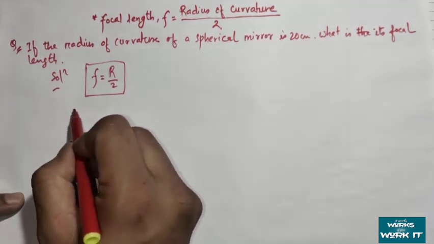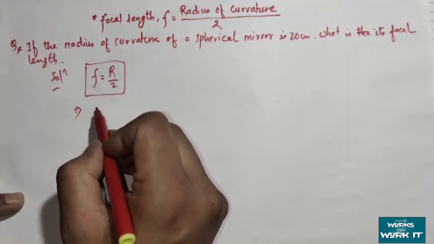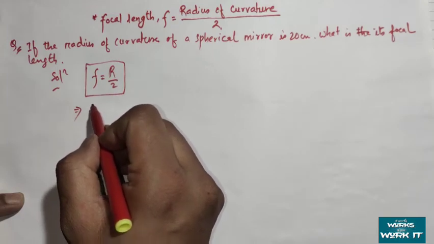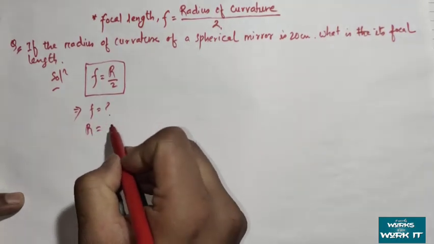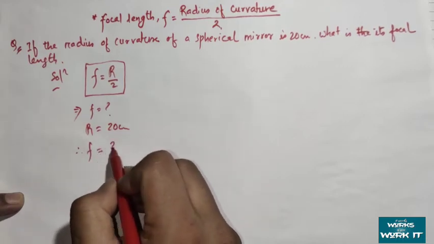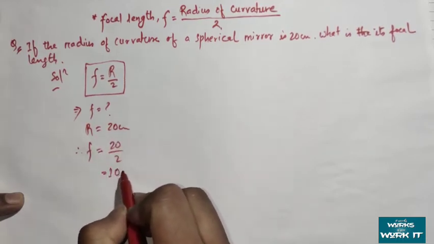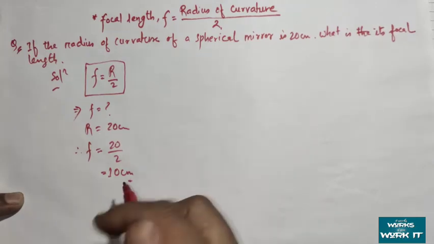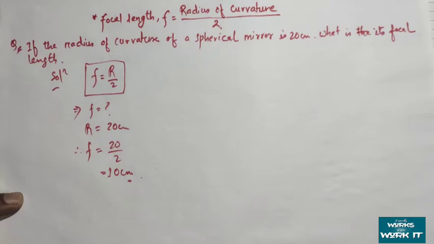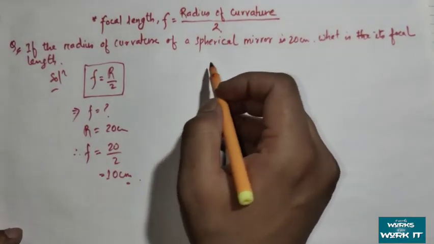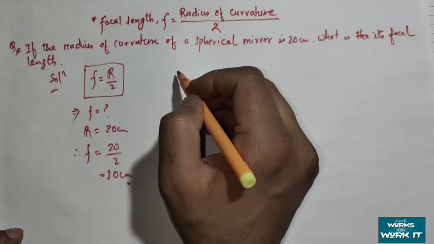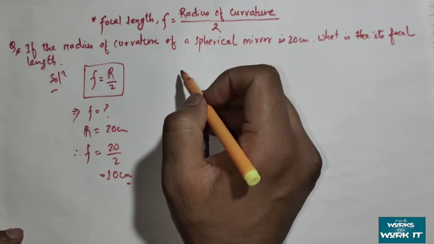Okay, so what is the given part here? We can do directly here. Can you find out? So f, we have to find out, radius of curvature is given how much? 20 centimeter. So therefore f is equal to 20 by 2, equal to 10 centimeter. So focal length of the spherical mirror is how much? 10 centimeter. Okay. We will start our next topic, that is the image formation by concave mirror when the object is placed in a different position.